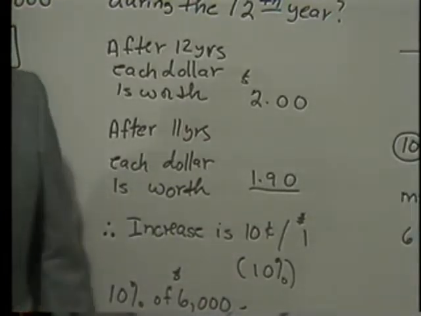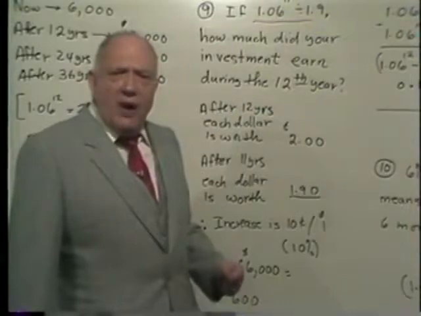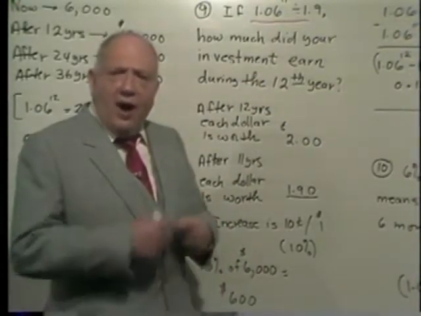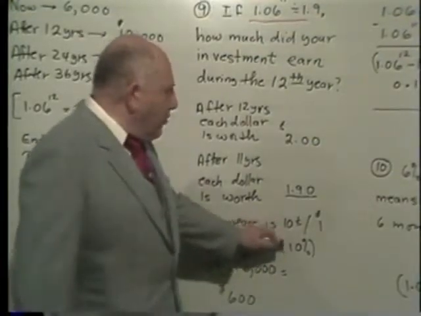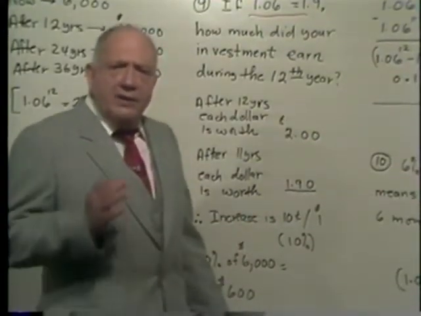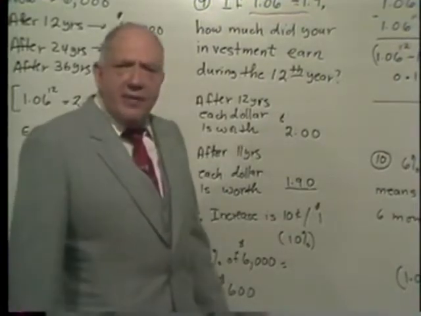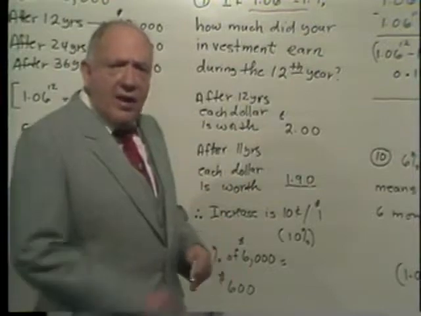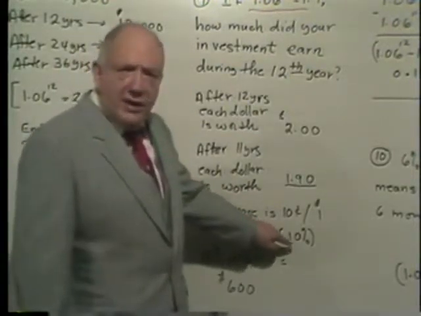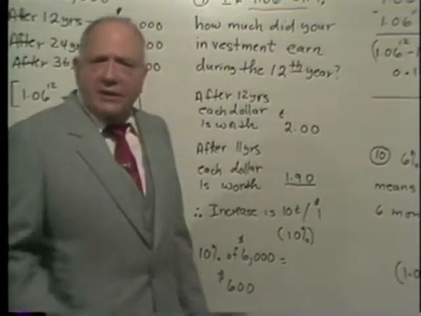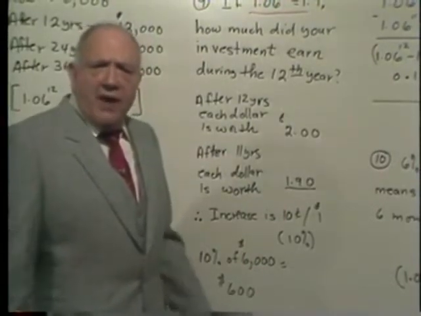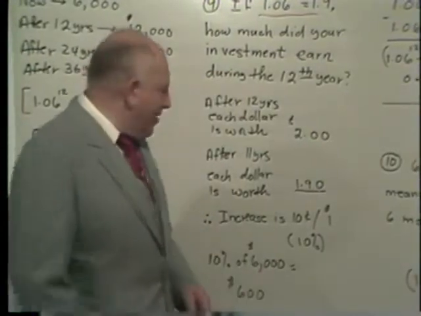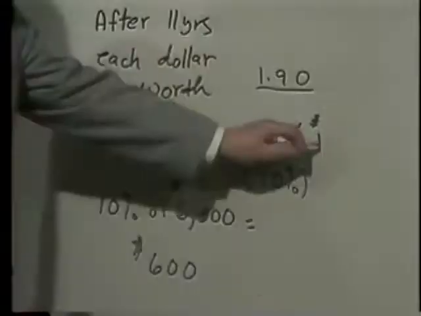Remember what I invested this money at? 6%. But since the money is earning interest on the interest, what this says is that during the 12th year, my money is earning as if I had just put it in there at 10%. In other words, based on the original $6,000, that $6,000 during this year is earning the equivalent of 10%, not 6% anymore, because I've been getting 106% of 106% of 106%. Anyway, that's just 10 cents on each dollar.